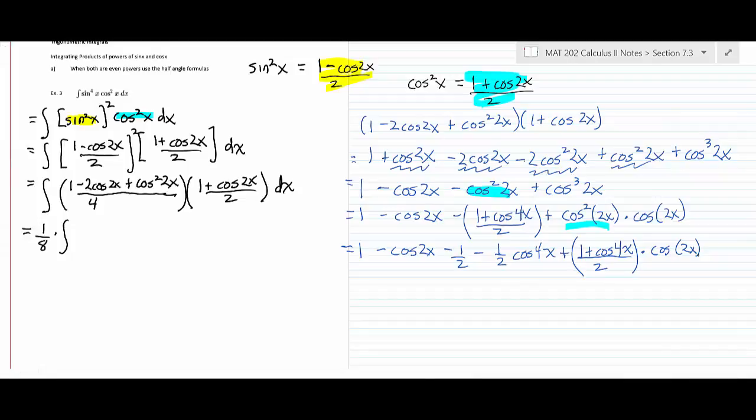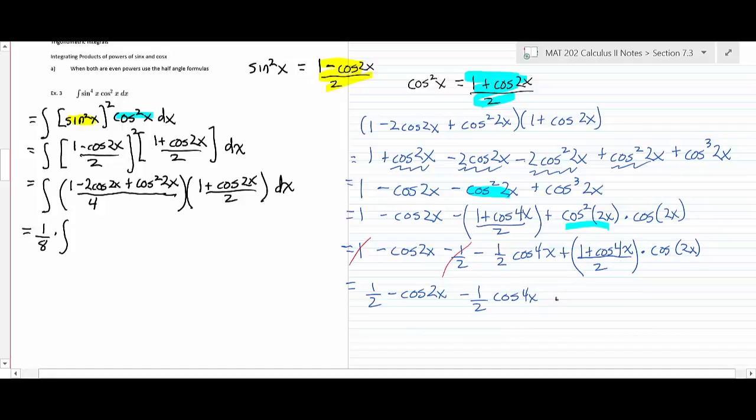Now, what I want to do here is clean this up and go back and see where we are with the integral. I'm going to write one more step on this. So that's 1 minus cosine 2x. Actually, one thing I do see we can do here is these are like terms, so we might as well put them together. 1 minus a half is a half. So that's 1/2 minus cosine 2x minus 1/2 cosine 4x, like this.